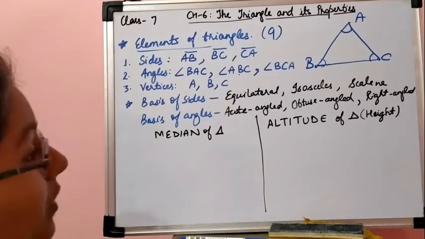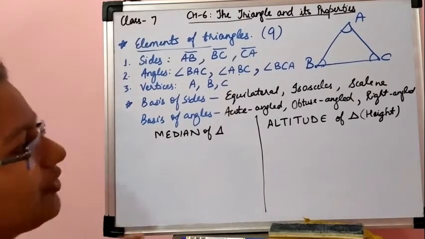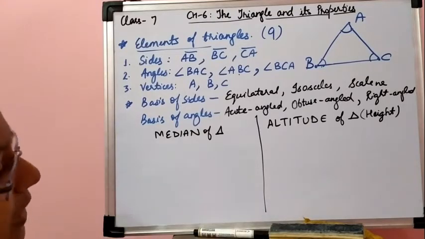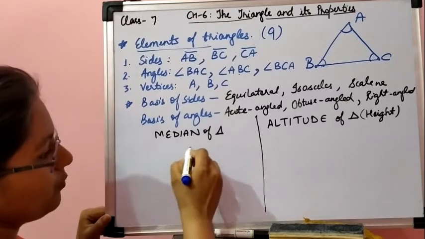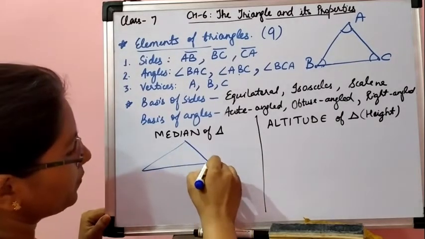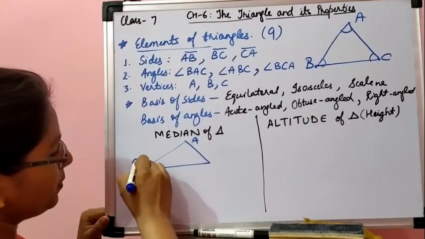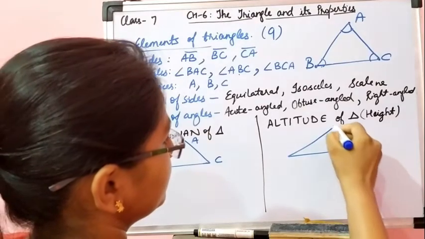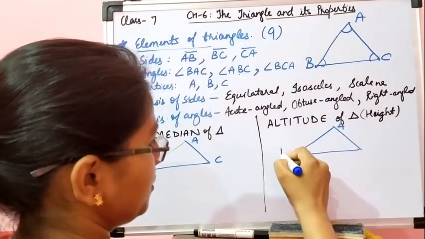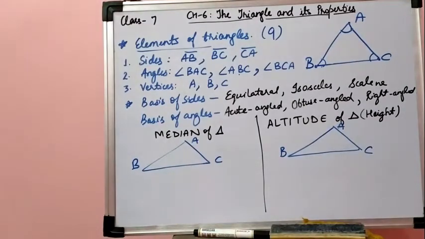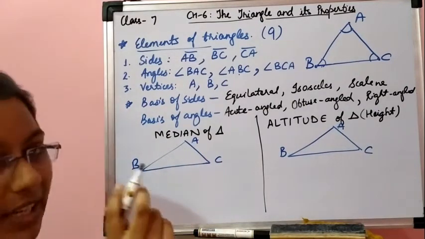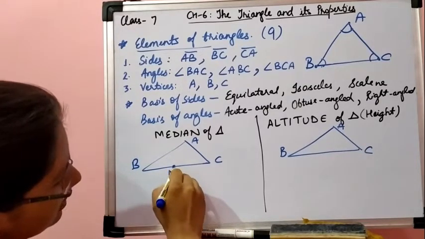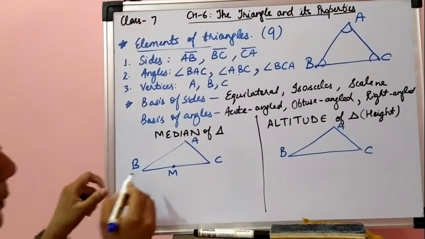And let's discuss what is the difference between the median of a triangle and the altitude of a triangle. Now first I will explain this to you with the help of a diagram. Supposingly this is your triangle ABC. The same triangle I will make here also, ABC. Now median means something which is coming in between. Now let's take a midpoint of BC. I am taking this as M. M is the midpoint of BC.